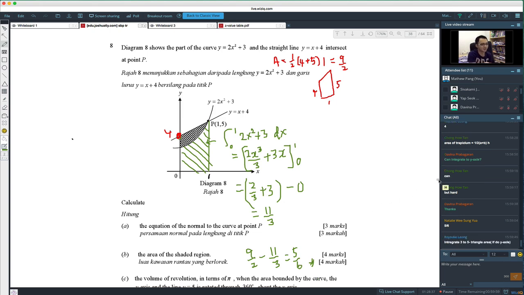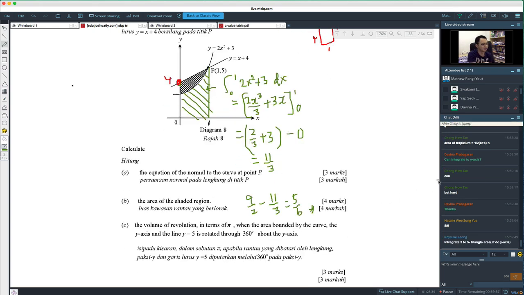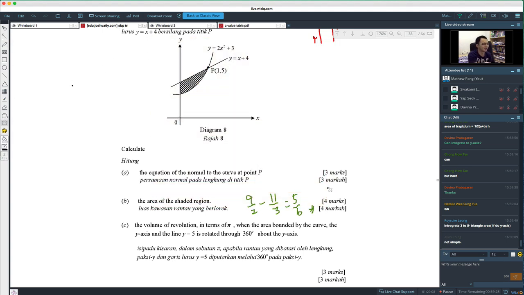Okay, the question says, find the volume of revolution in terms of pi when the area bounded by the curve, the y-axis, and y equals 5 is rotated. So the area will be here. So I will need to find a new area. The area is not on the diagram itself, so I need to find the new area. But before I find the new area, I will erase this one again because I want you to see it nicely. Okay, so first thing is I will need to draw the line by myself.